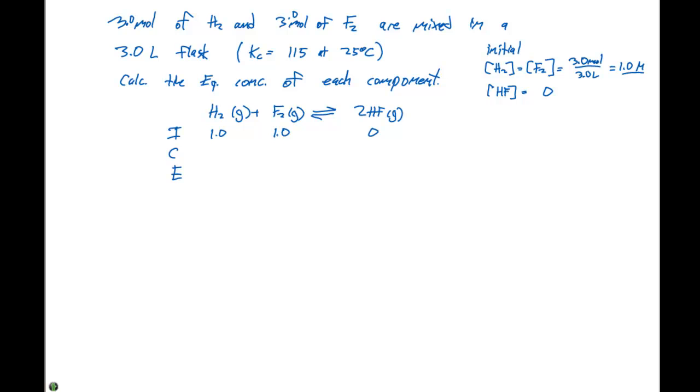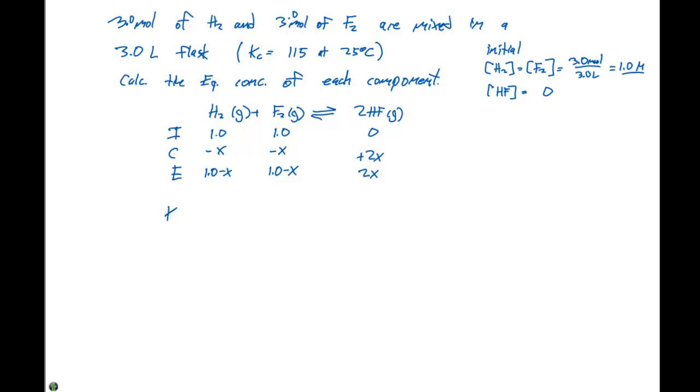Since there is no gas over here on the right, that means the equilibrium must shift over to the right. So there's going to be plus 2x for the change in the concentration of HF, minus x and minus x for the change in concentration of the fluorine and the hydrogen. So that means at equilibrium, we have 1.0 minus x for the hydrogen gas concentration, 1.0 minus x for the fluorine gas concentration, and 2x for our concentration of HF.